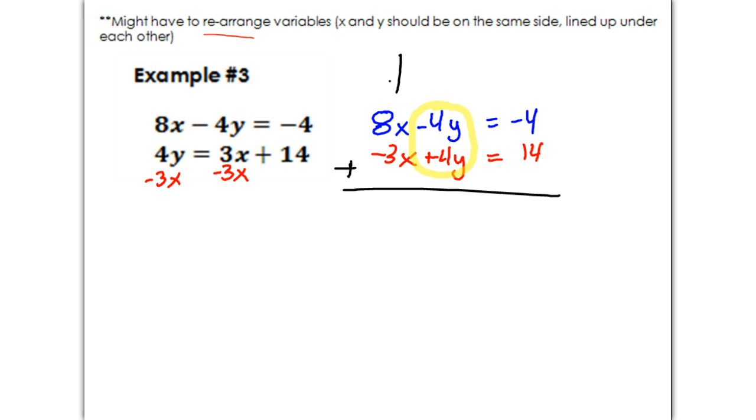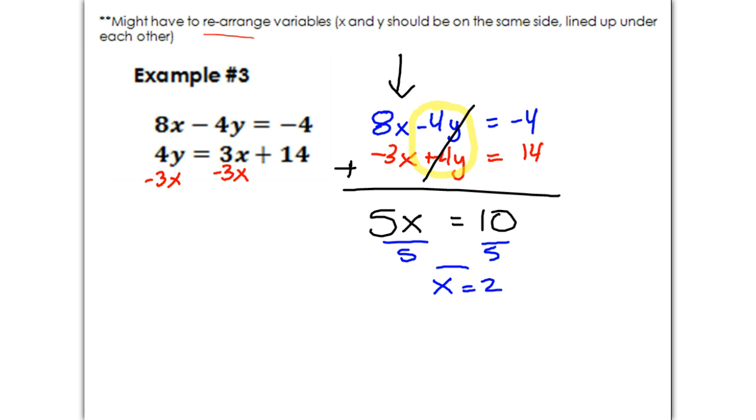So let's start to add in column format. 8x plus -3x is 5x. The y's cancel out, and we get 10. So here you'll see this is actually going to be pretty quick here. Divide by 5, we get x equals 2. And we're halfway there. We have our x value, we just got to figure out what our y is.